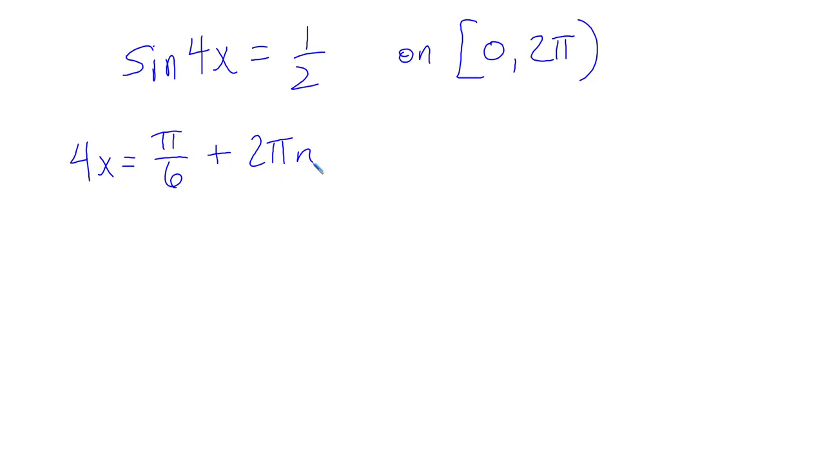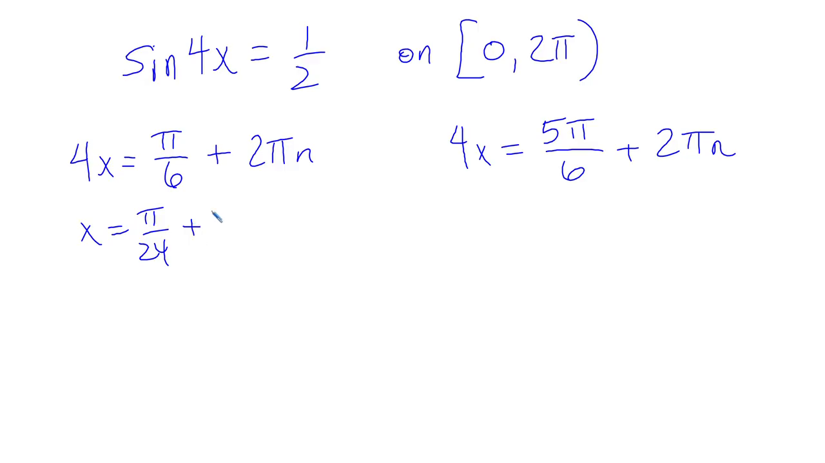So this is one possibility, right, where our angle is pi over 6 plus 2 pi n. The other possibility will be an angle in the second quadrant that has the same reference angle as pi over 6. That'll be 5 pi over 6, because we know that sine is also positive in the second quadrant. So we end up with 4x equal to 5 pi over 6 plus 2 pi n. Simplifying each of these gives you x equals pi over 24 plus pi n over 2, and x equals 5 pi over 24 plus pi n over 2.